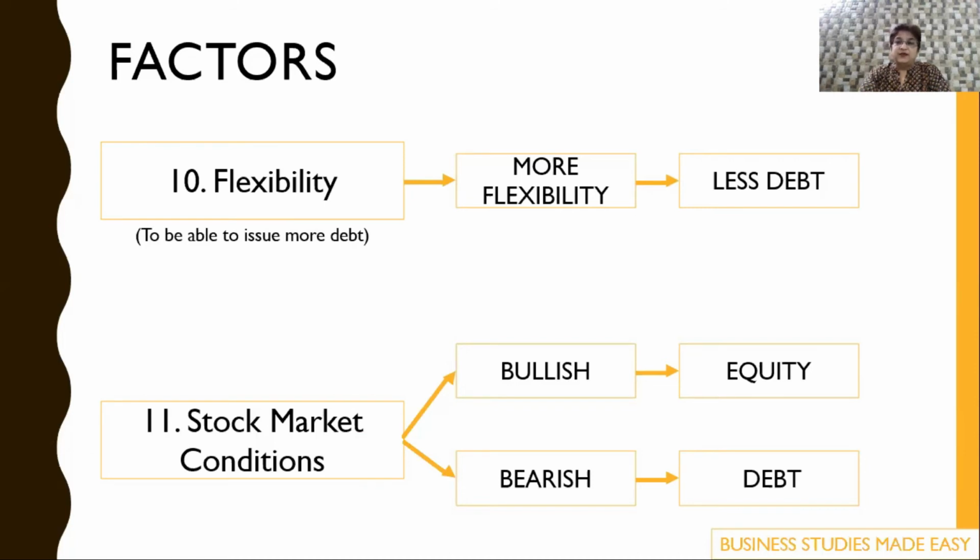But when the market is bearish, it means the prices are going down, the market is not showing any rise. So just like a bear, when a bear is attacking somebody, the bear pounces on the victim and grounds him. So when the prices are going down, then people don't buy equity. Then the capital structure will have more of debt.